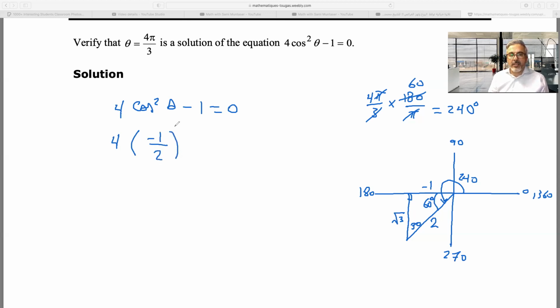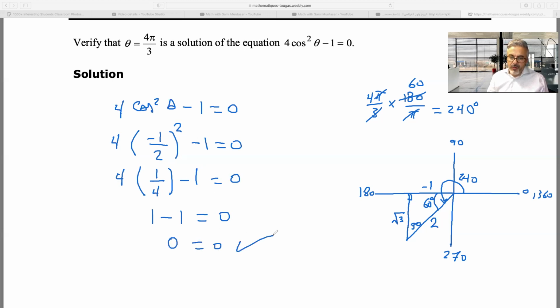And then it's squared. So I'm going to throw a square right here, minus 1. Does that equal 0? When you square a fraction, negative becomes positive. 1 squared is 1. 2 squared is 4. So it's very easy to square a fraction. Just square the top and square the bottom. 4 times 1/4 is 1, minus 1 equals 0. So 0 equals 0. And so it's proven. It's done.